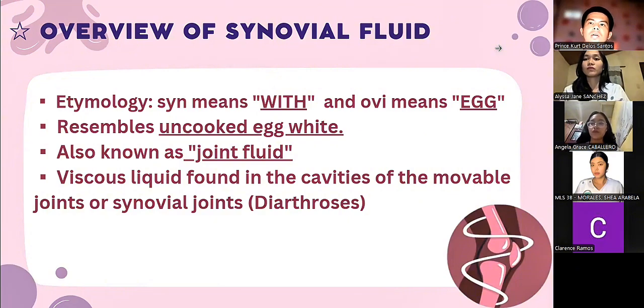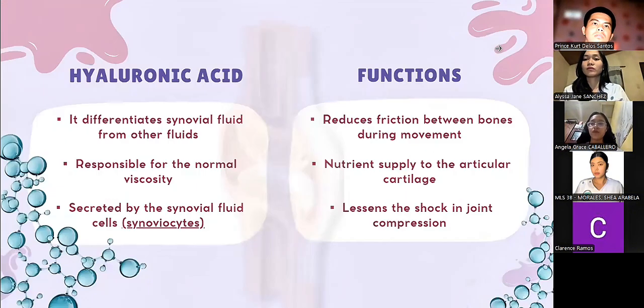It contains hyaluronic acid, which gives it its viscosity and helps differentiate it from other body fluids. This acid is secreted by synoviocytes and is responsible for smooth joint movement. The functions of synovial fluid include reducing friction between bones, supplying nutrients to the articular cartilage, and lessening shock during joint compression.